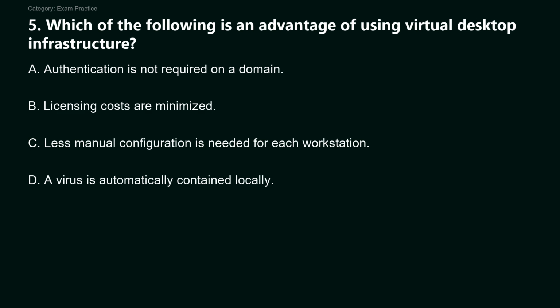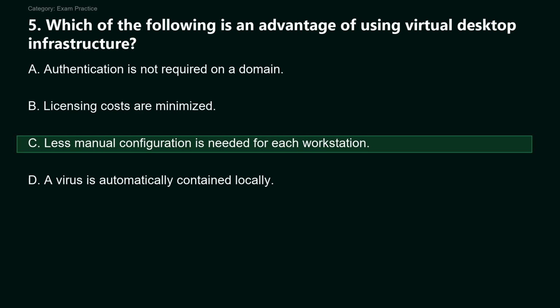Question 5. Which of the following is an advantage of using virtual desktop infrastructure? Option A, authentication is not required on a domain. Option B, licensing costs are minimized. Option C, less manual configuration is needed for each workstation. Option D, a virus is automatically contained locally. The correct answer is option C, less manual configuration is needed for each workstation.